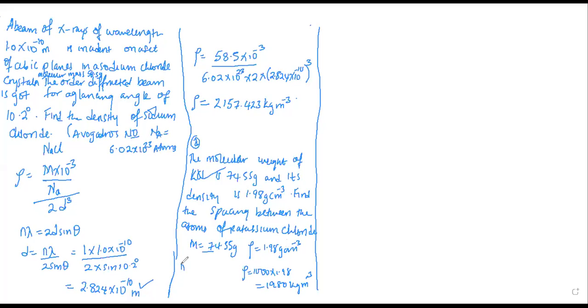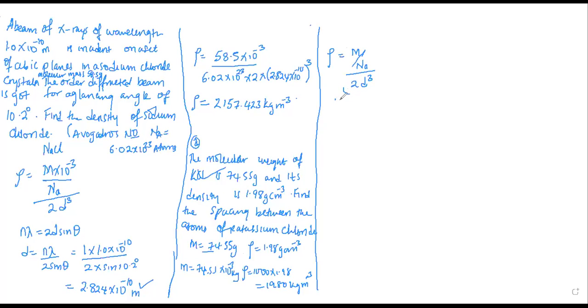Then the mass, if I want to convert it to kgs, is 74.55 times 10 power negative 3 kgs. Our expression says density is obtained from mass over Avogadro's number divided by 2d cubed. Now this was for potassium chloride. Potassium chloride also has 2 atoms. Otherwise, if it had 1, this would have been 1.